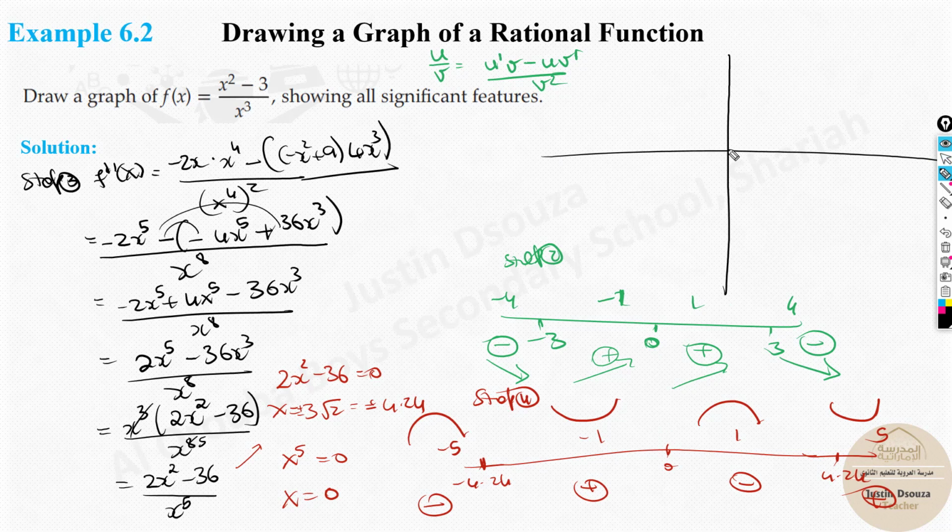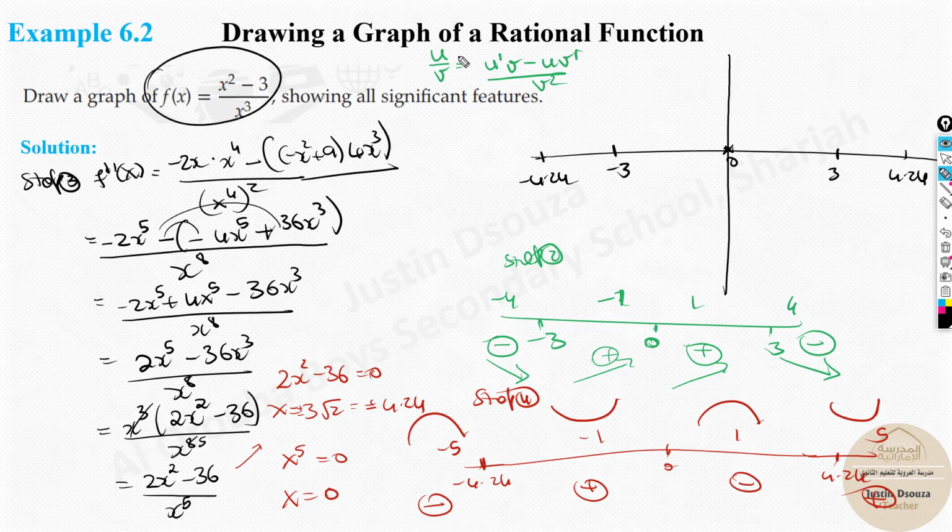Let's put in the values. This is 0, an important point. Now which are the other points which we need to mark? It's minus 3, minus 4.24. Here the same thing, plus 3, plus 4.24. Now these values you need to put in the given equation.